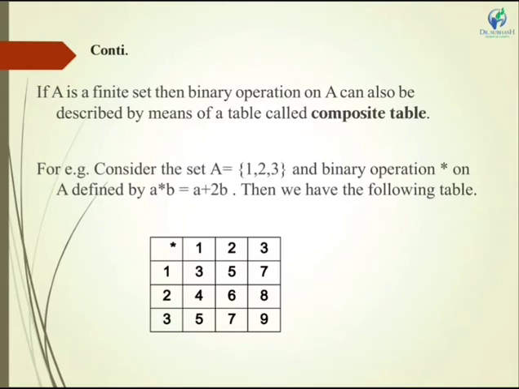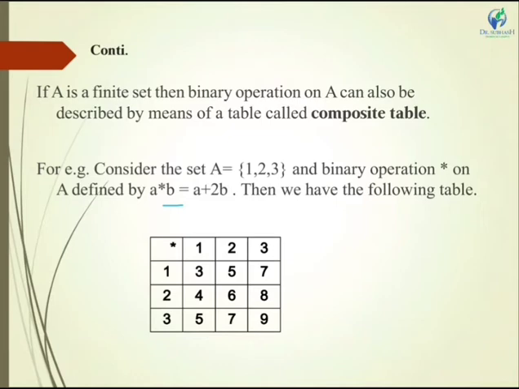Now, if A is a finite set, then a binary operation on set A can also be described by means of a table called the composite table. For example, consider the set A equal to {1, 2, 3}, and the binary operation star on A is defined by a star b equal to a plus 2b. Then following is the composite table which can be made for the set A.